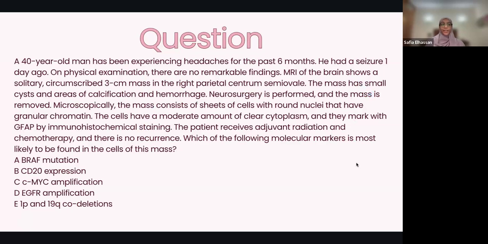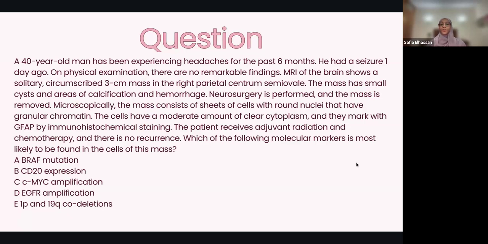Okay. A 40-year-old man has been experiencing headaches for the past 6 months. He had a seizure 1 day ago. On physical examination, there are no remarkable findings. MRI of the brain shows a solitary circumscribed 3-centimeter mass in the right parietal centrum semiovale. The mass has small cysts and areas of calcification and hemorrhage. Neurosurgery is performed and the mass is removed.